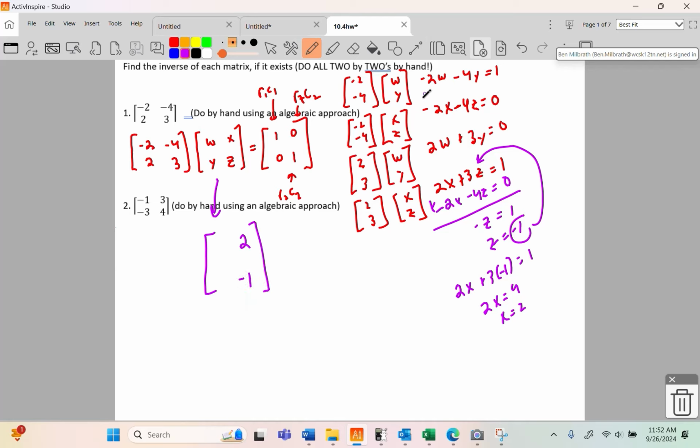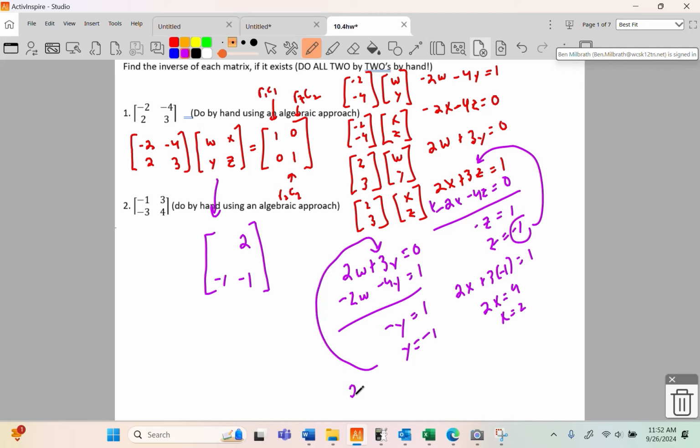So let's group these w's. I have a 2w plus 3y being nothing, and I have a -2w minus 4y being 1. And I add down, and I get -y equals 1. So it turns out y is also -1. And I plug back in, 2w plus 3 times a -1 is nothing. Shift that over, it's going to become positive. 2w is 3, and w is 3/2.